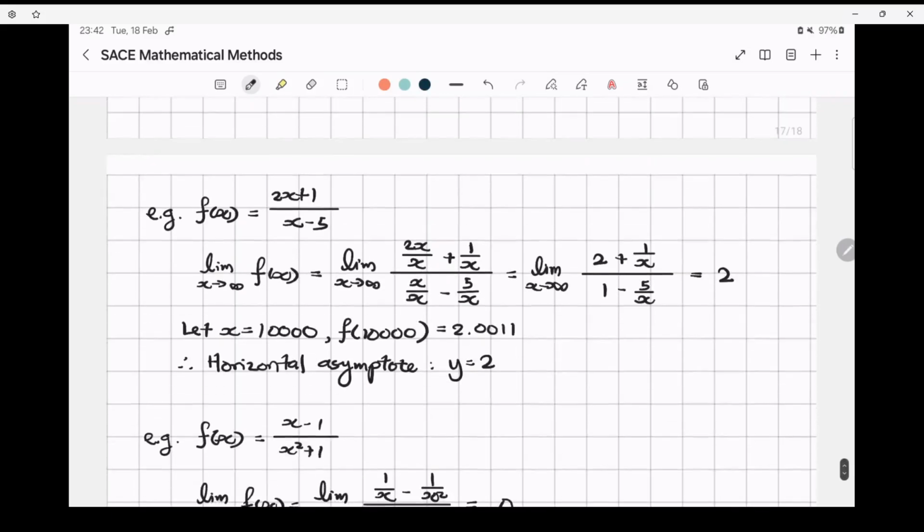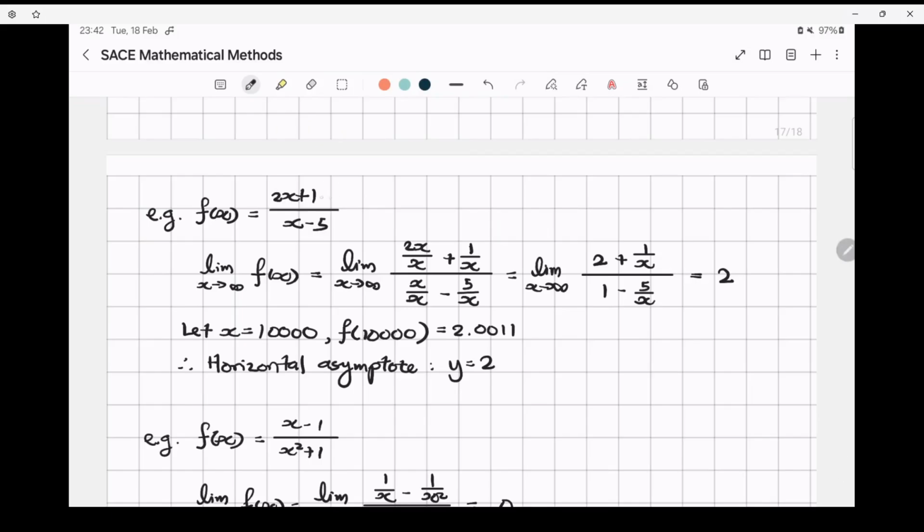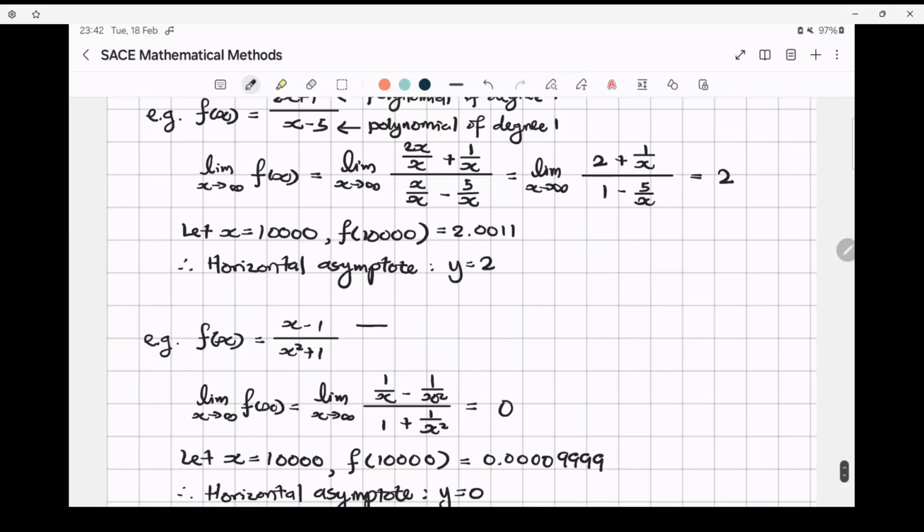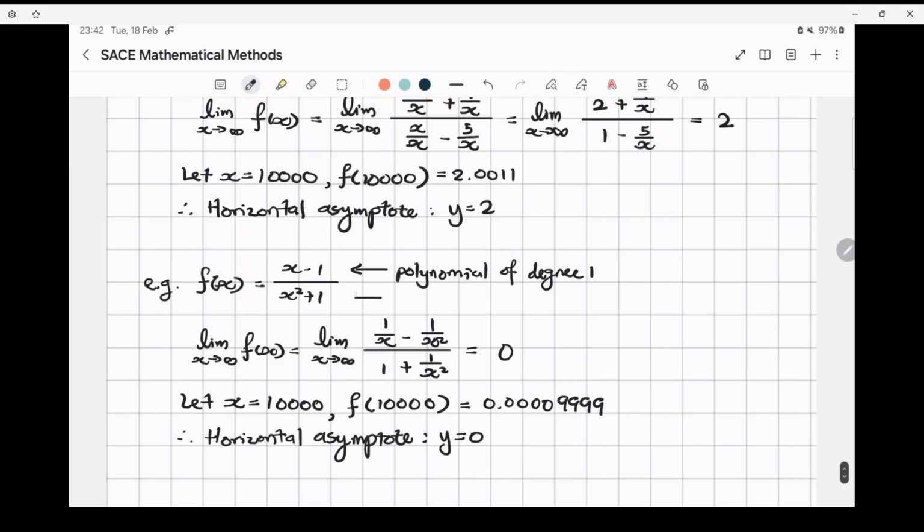So for the examples that I gave just now, if you study them carefully, this is a polynomial of degree 1. This is also a polynomial of degree 1. If you look at this particular example, this is a polynomial of degree 1, whereas this is a polynomial of degree 2.